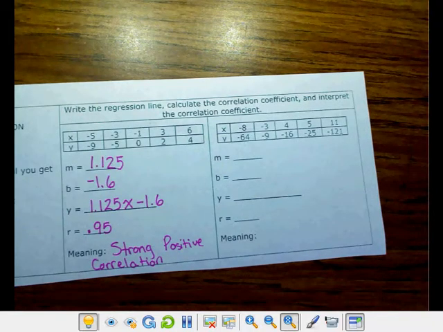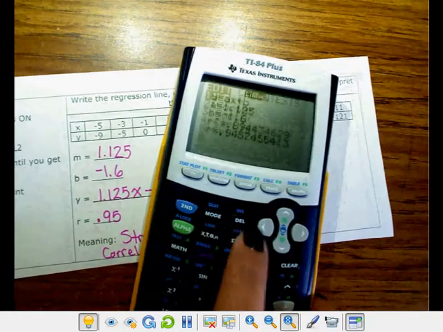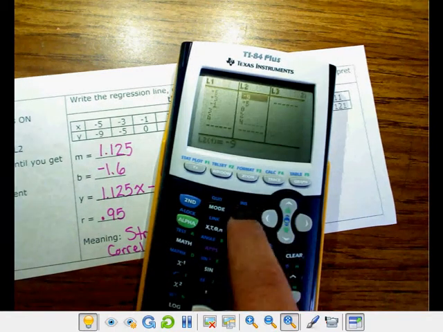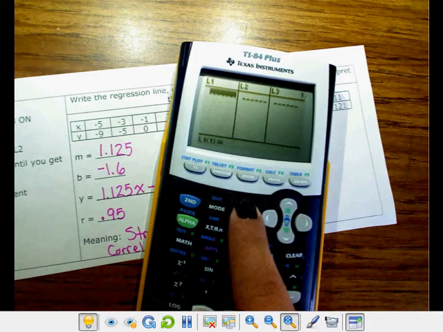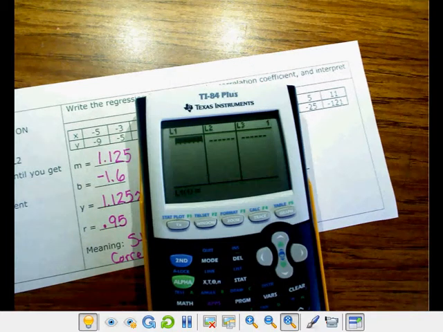Why don't you guys go ahead and try the next one on your own? Remember to clear out your numbers on your table. You just hit delete until they go away. If you clear the whole thing, it will clear the diagnostic, so you'll have to go back and turn it on again. Do we just do the first two numbers? No, do all of them. That's a good question. Do this one.